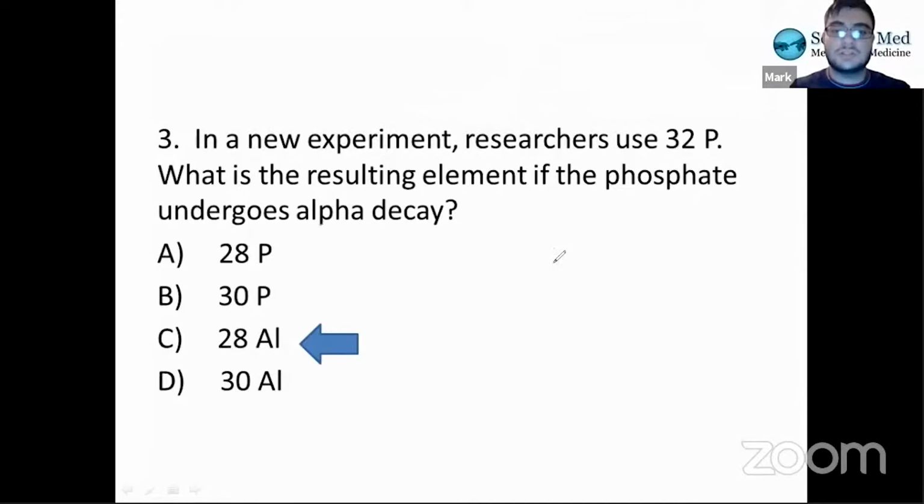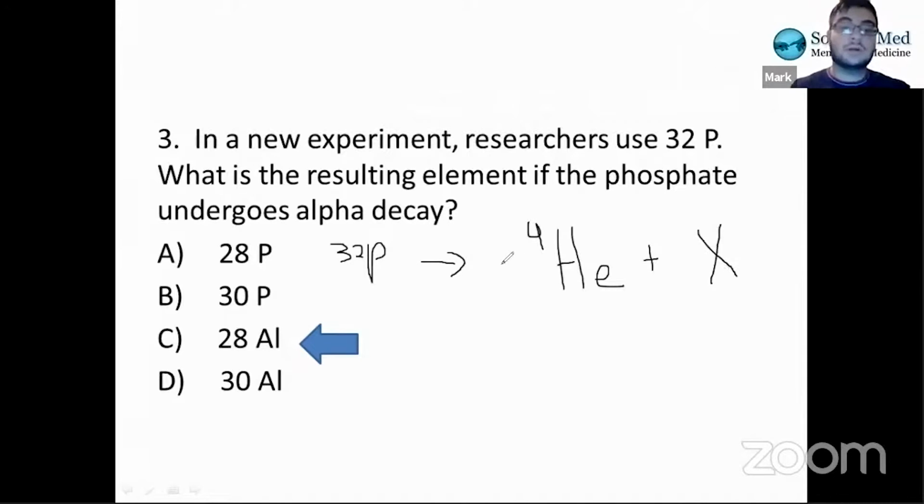Alpha decay is just the removal of helium-4. So what that means is you have, I'll use 32P as the starting point. It basically means whatever molecule you started with, and in this case, it was 32P. Then it decayed into this helium-4 plus something else, right?